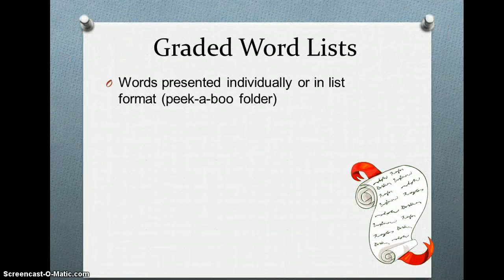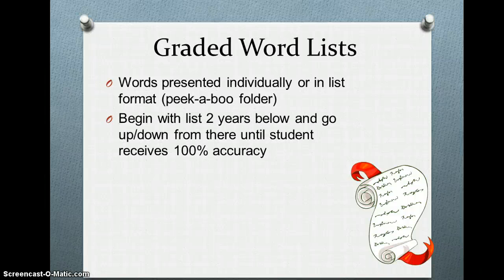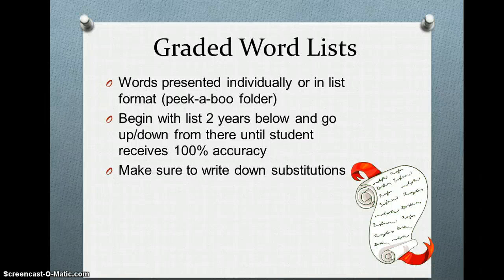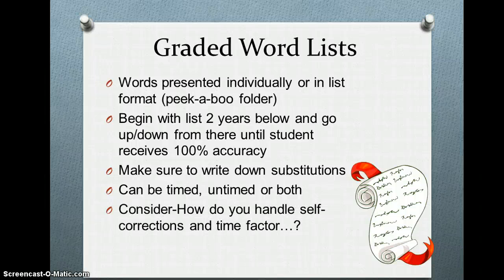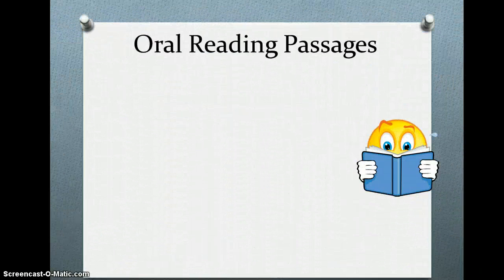So the graded word list, words are presented individually or in a list. You could use a peekaboo folder. You want to begin 2 years below the student's grade level and then go up or down from there until they have 100% accuracy. Make sure you write down those substitutions because you can use that as another assessment piece looking at how words out of context are decoded. It can be timed or untimed or both. You can consider how you handle self-corrections and the time factor.